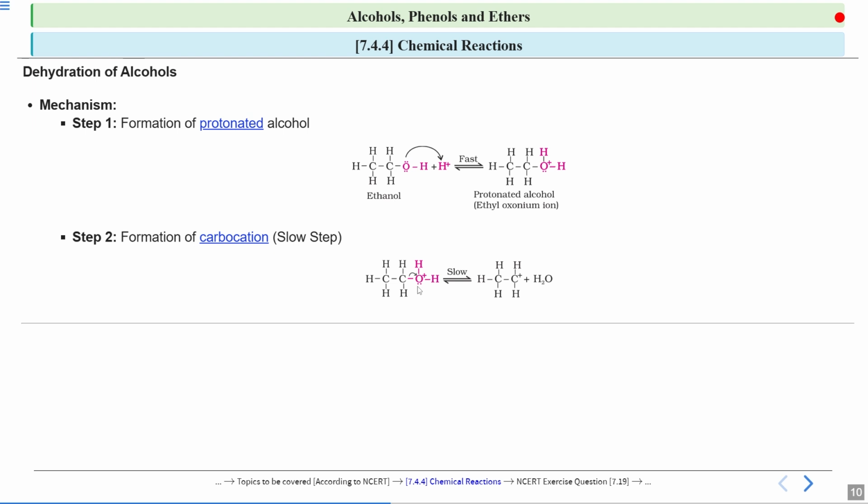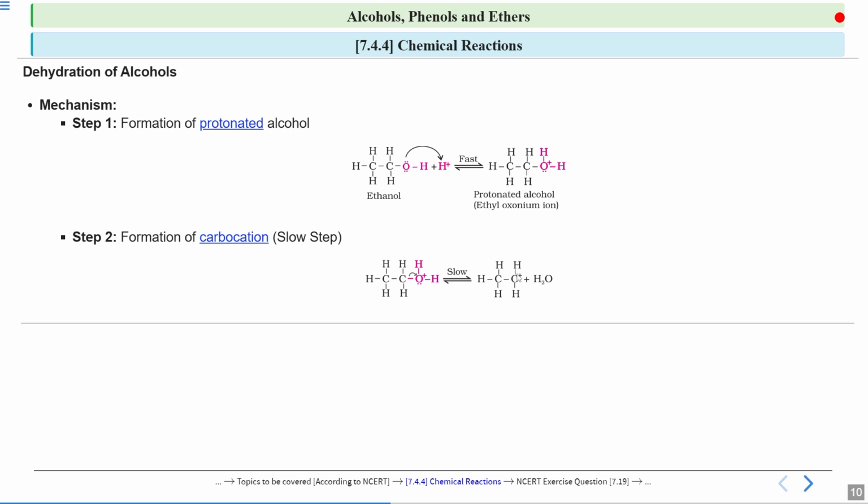Now there is a plus charge on this oxygen. Oxygen doesn't like the plus charge on itself, so this water group will leave from here. That is, this H2O will leave and a carbocation is formed. See, this carbon has a positive charge. So a carbocation is formed over here.